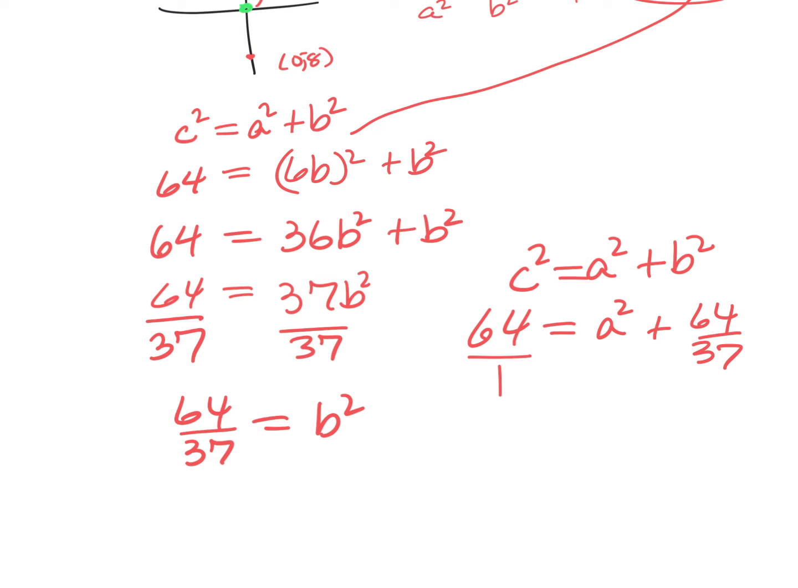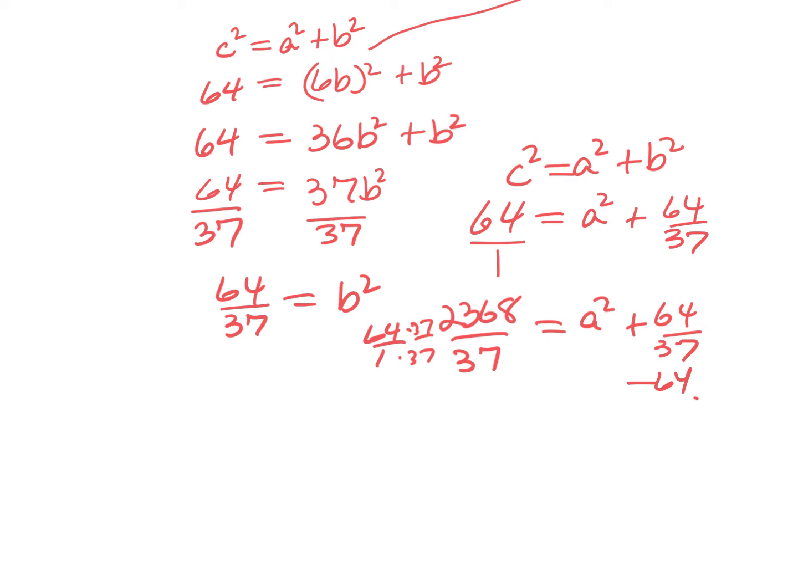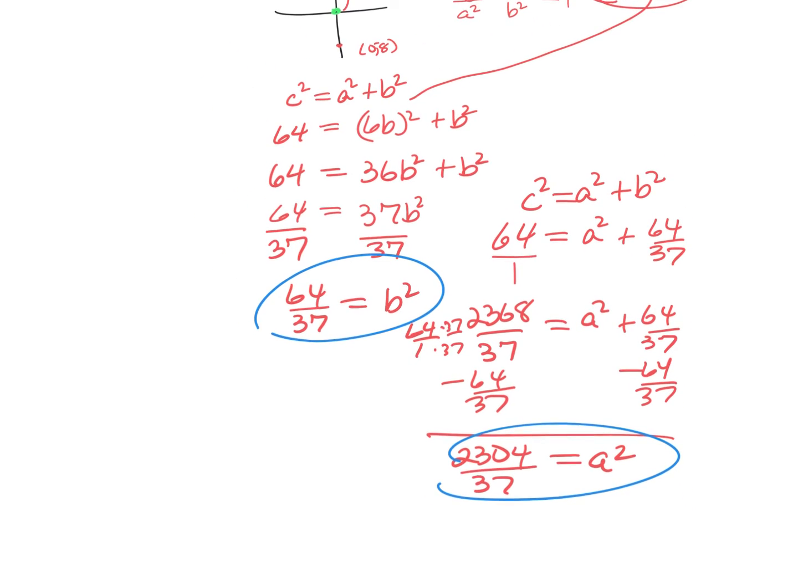All right, so I need to find a common denominator here. So it's 37. So 37 times 64 is 2,368. So I'm turning the whole number 64 over 1 into a common denominator of 37. I'm multiplying top and bottom by 37. And now I can subtract 64 over 37, and I get 2,304 over 37 equals a squared.